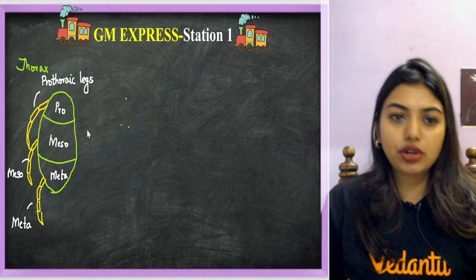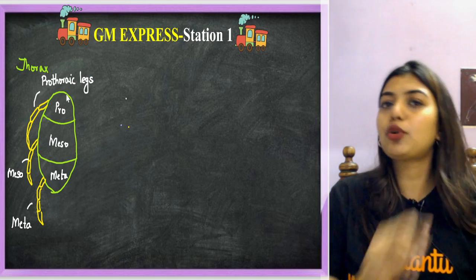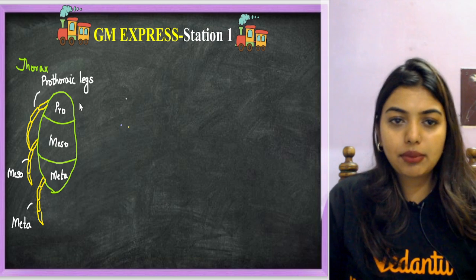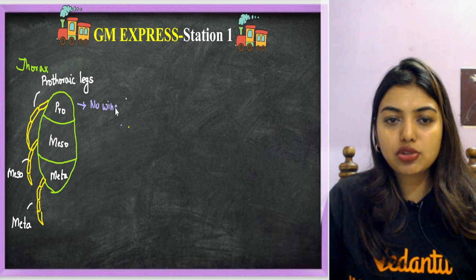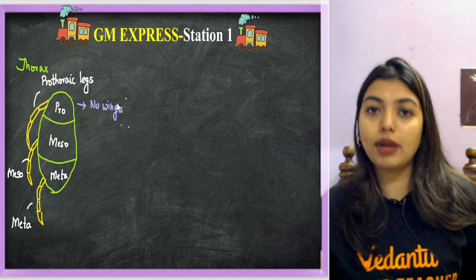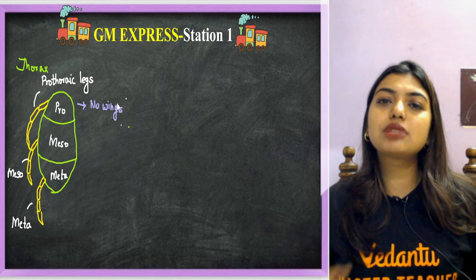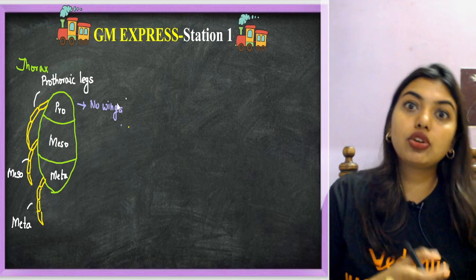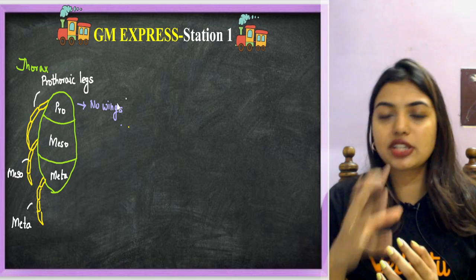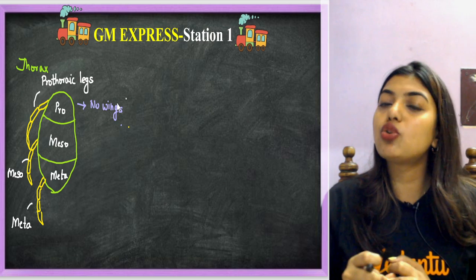That is what is important. Understand, students, in the prothorax there are no wings at all. Remember this, no wings. This is very important, because what happens is students study so much and when they go for the exam, they just mix up everything and think the first wing is coming from the prothorax and the second wing from the mesothorax. Not at all. Remember, prothorax has no wings at all.